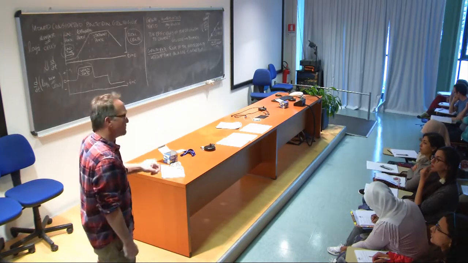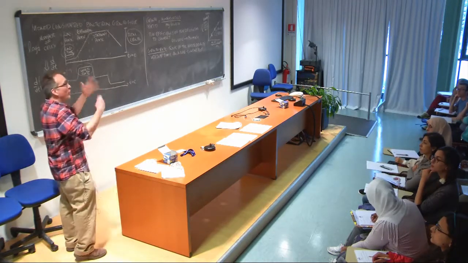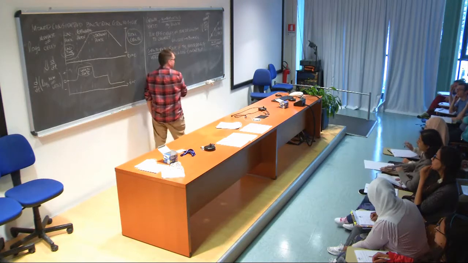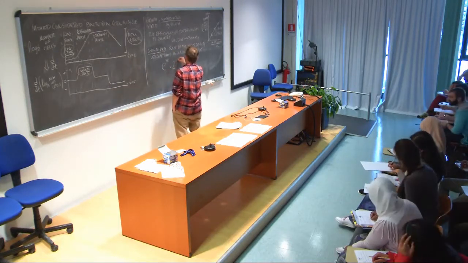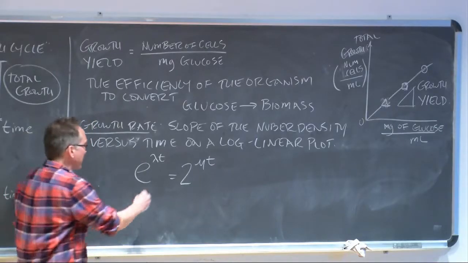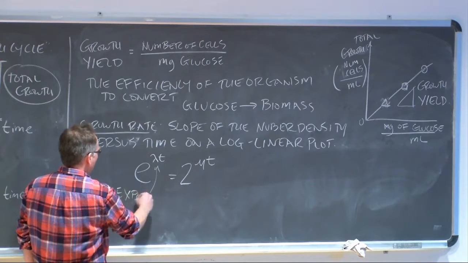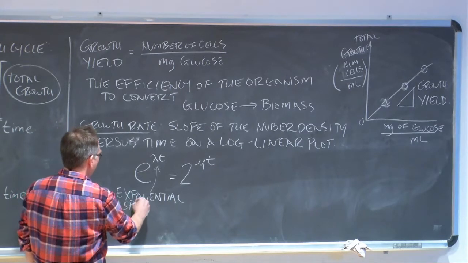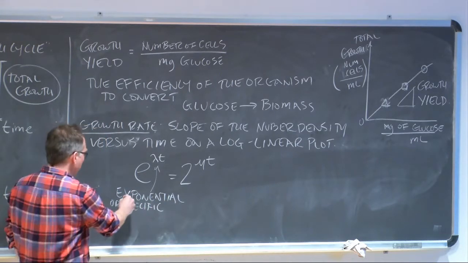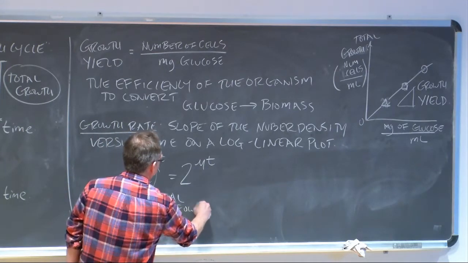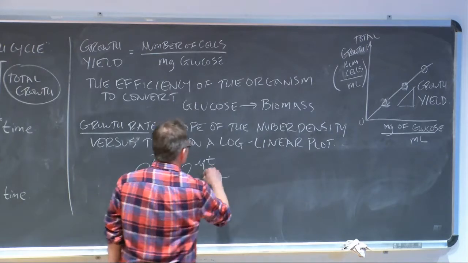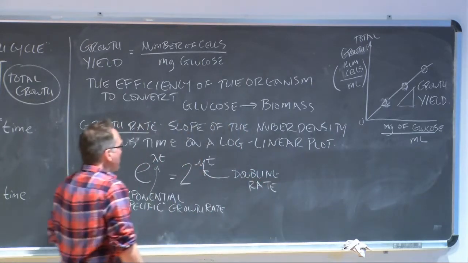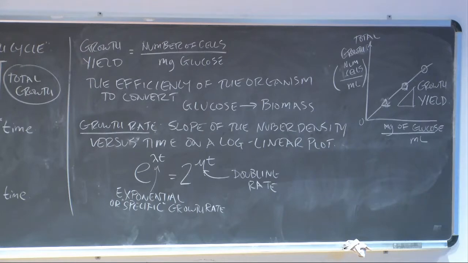But mathematically, it's a bit fussy because you want the natural base. And so the relationship is straightforward. So if you have, say, exponential growth like this, it's the same thing as something like this. And this thing we will call the exponential. Sometimes you see this called the specific, although that is a bizarre term, growth rate. And this guy is your doubling rate.